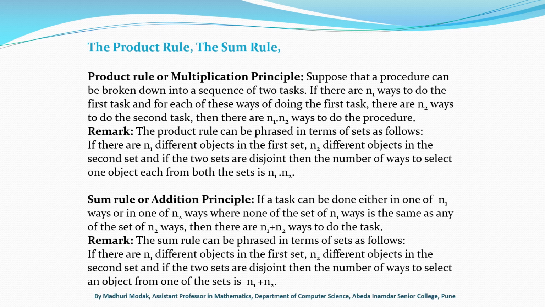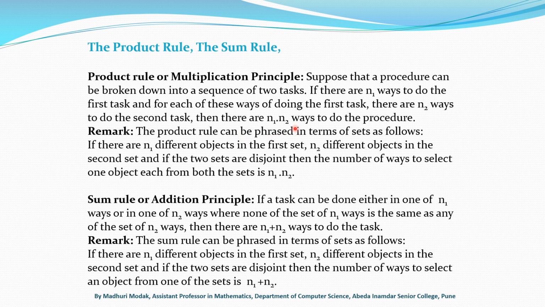Now, the next important rules are product rule and sum rule. Product rule is also known as multiplication principle. See the principle. Suppose that a procedure can be broken down into a sequence of two tasks. If there are n1 ways to do the first task, and for each of these ways of doing the first task, there are n2 ways to do the second task, then there are n1 into n2 ways to do the procedure.